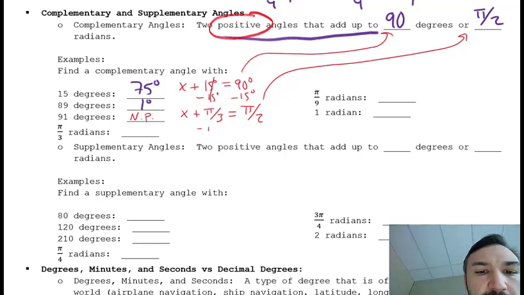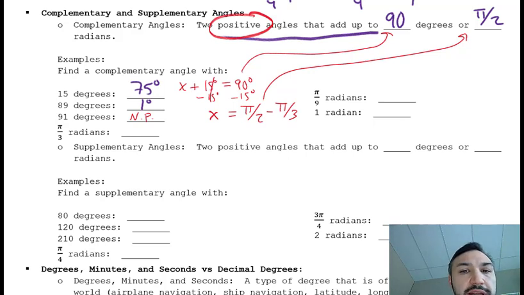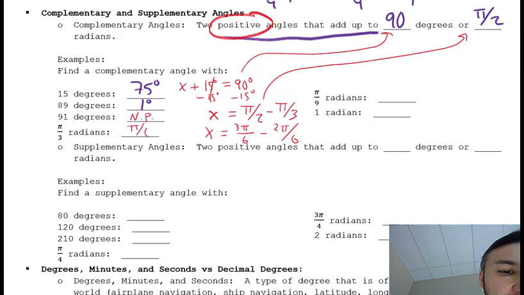Then you've got an equation that you can subtract pi over 3 from. And now our answer is right in there. We just need to get a common denominator and do that subtraction. So I could force them to have common denominators of 6. And 3 pi over 6 minus 2 pi over 6 would be 1 pi over 6.